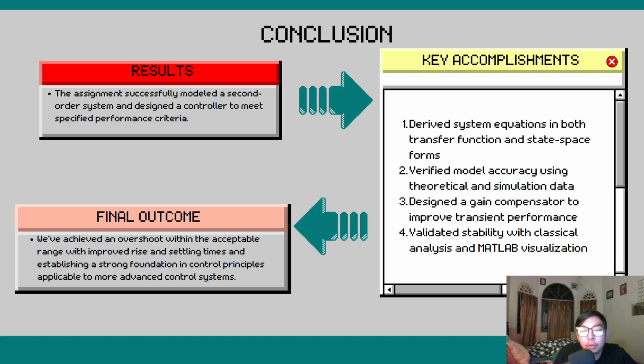So the final outcome: overall, we have achieved an overshoot within the acceptable range, which improved rise and settling time, and also established a strong foundation in control principle applicable to more advanced control systems.